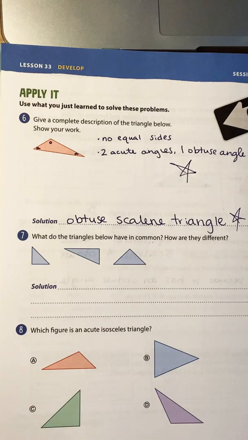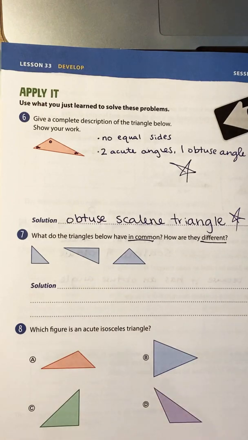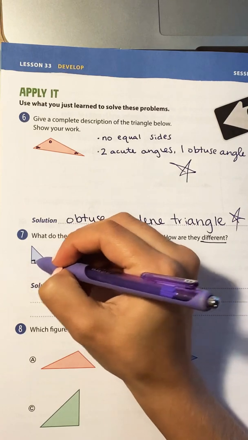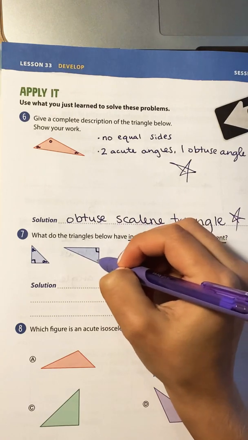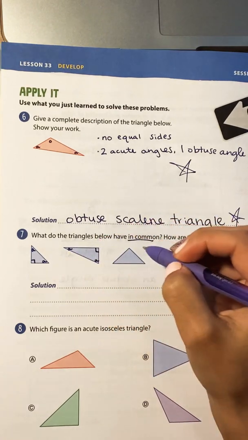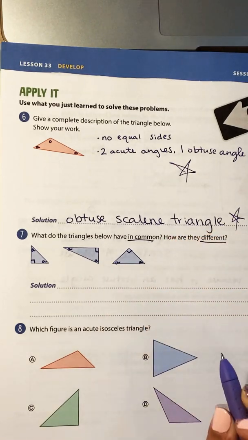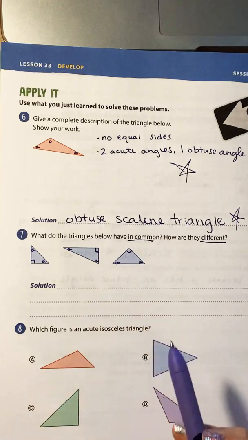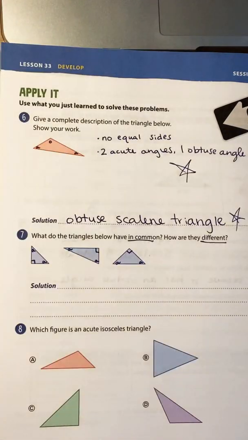Number 7, what do the triangles below have in common? How are they different? So what's the same about all of them? What's different about all of them? Well, I could look at their angles. That's a right angle. Acute, acute. Right angle, acute, acute. Right angle, acute, acute. Okay, so something they all have in common is that they are all right triangles. If it has 1 right angle, it's a right triangle. So that's the same.